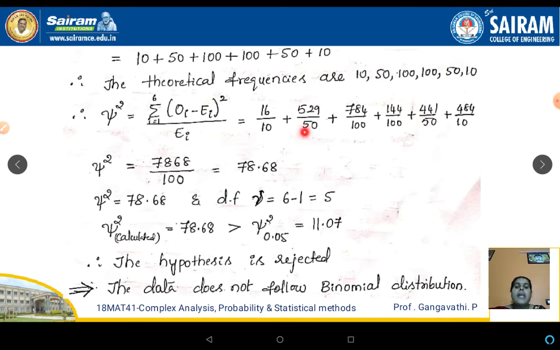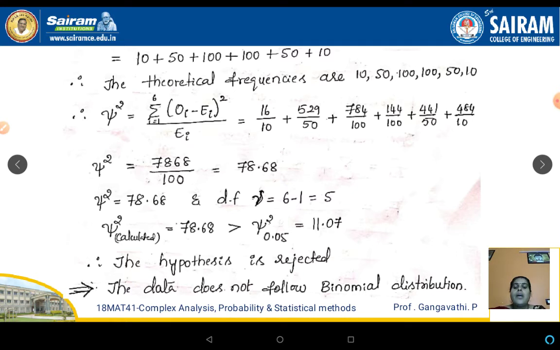Similarly, when i is equal to 2, you get (O2 minus E2) whole square by E2, and substituting the respective values of O2 and E2, you get this. Similarly, this and this, all the 6 terms we will get like this. On simplifying further and calculating using the calculator, the chi-square value happens to be 78.68.